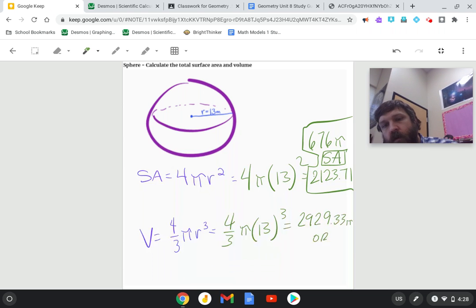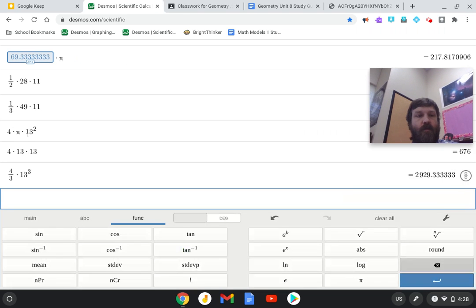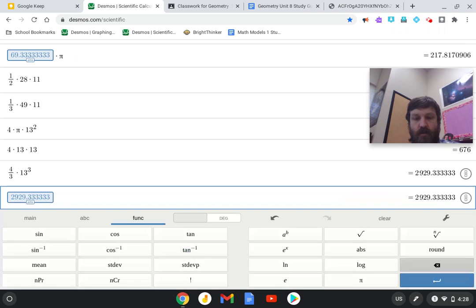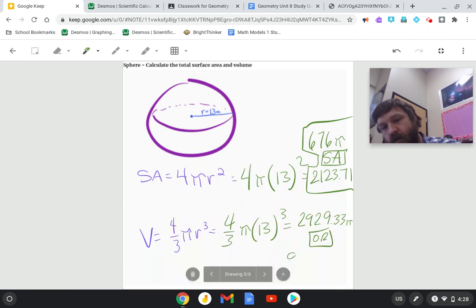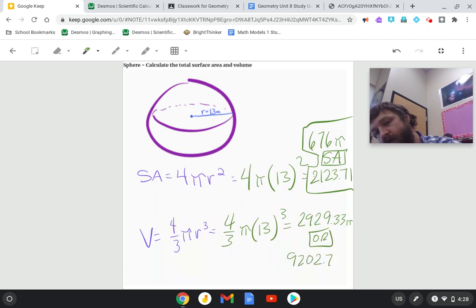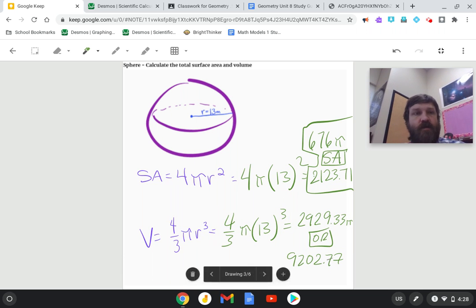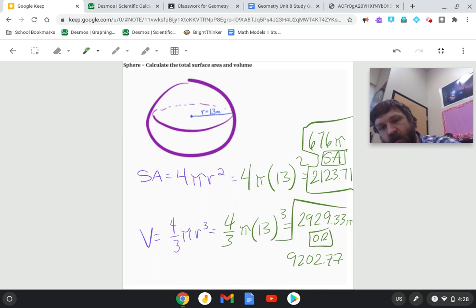Or if you want to approximate that, multiply it times pi, 9202.77. All right, make sure you look at the vocab and reach out to me if you need more examples. Other than that, we are done with the review.